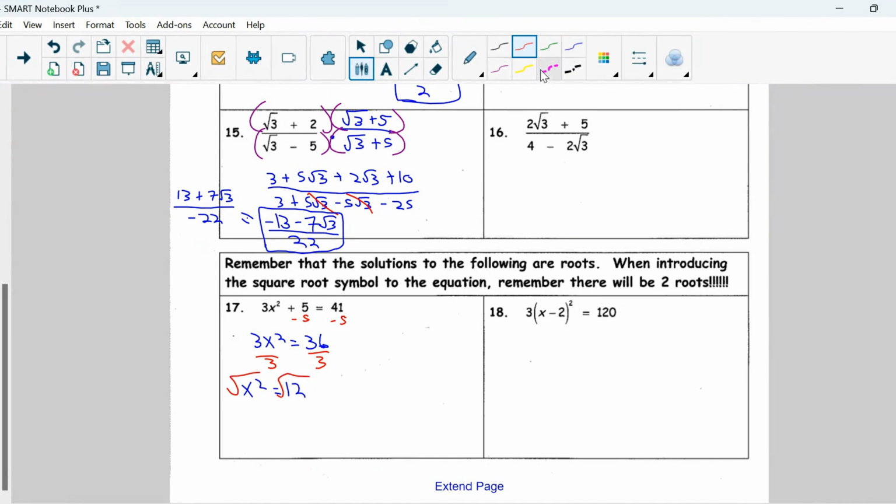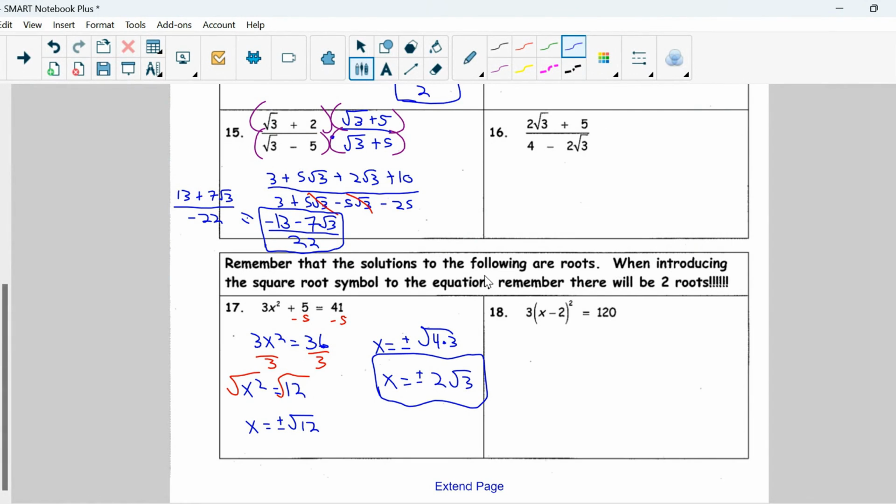in order to undo our square. That leaves me with x equals plus or minus square root of 12. This is our two roots part. You will get a plus and a minus. Okay, we can't leave this just like this because 4, which is a perfect square, is a factor of 12. So we can simplify this as x equals plus or minus the square root of 4 times 3, which ultimately simplifies to plus or minus 2 square roots of 3. Okay, and that is our solution. We will have 2 answers to these questions.